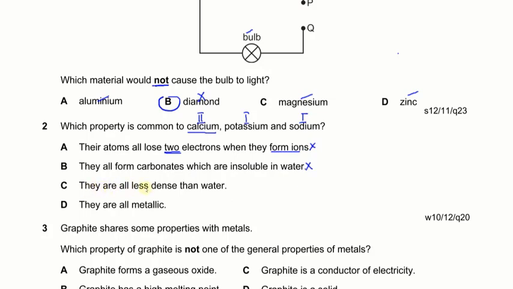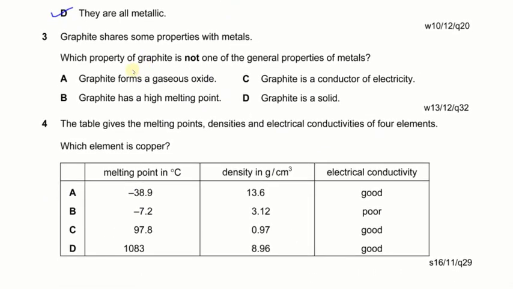Next, they all are less dense than water. Sodium and potassium, they are less dense and they float on water, but calcium is not. So it's also wrong. The last statement, they are all metallic. Yes, they are all metallic. That is true. Next, question number 3.